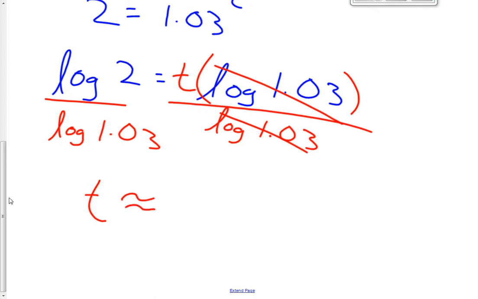T is approximately equal to, when you take log 2 divided by log 1.03, 23.4498 years.